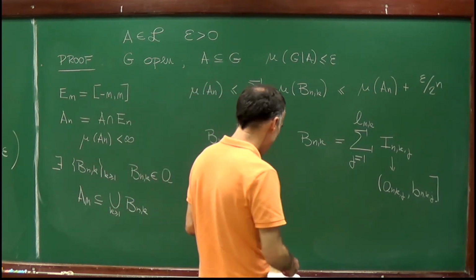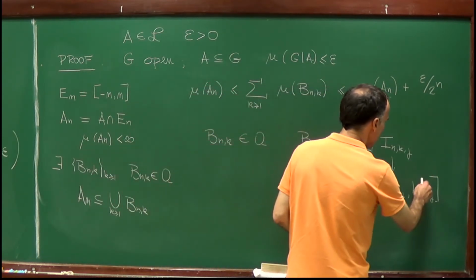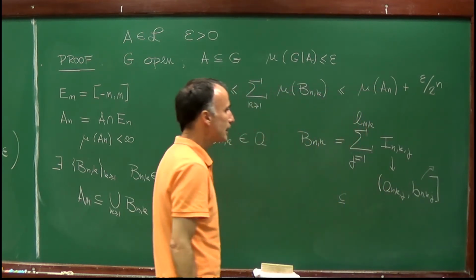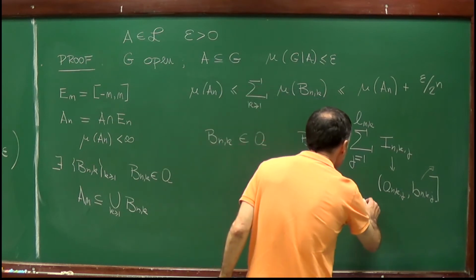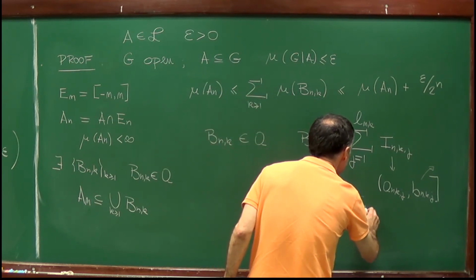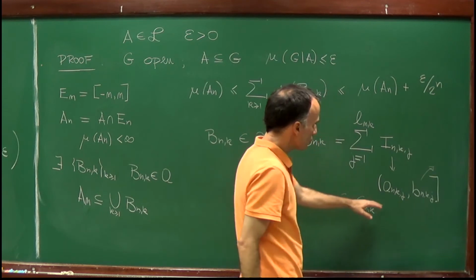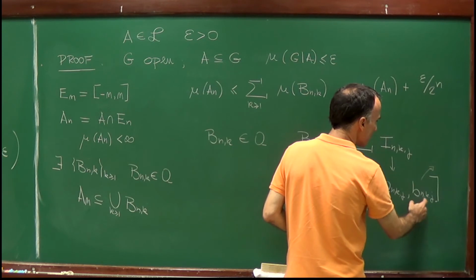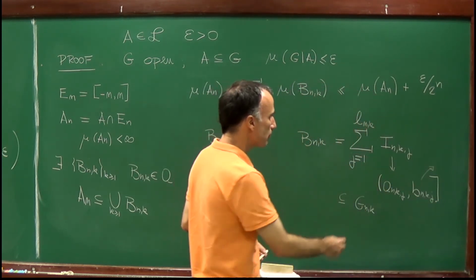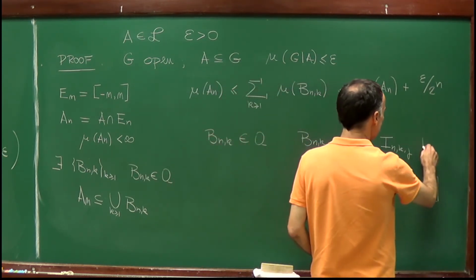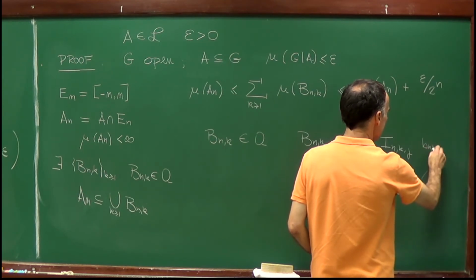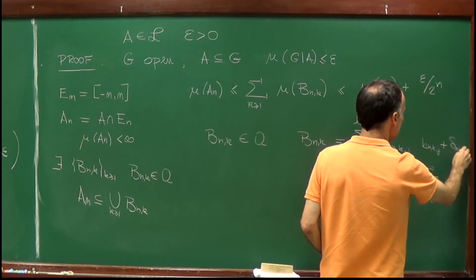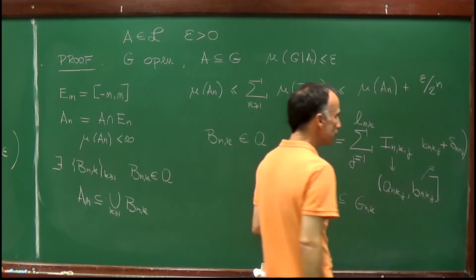So let me add, so this set is clearly bounded by G and K. I want to transform these sets into open sets, and for that I will just increase a little bit the right hand. So I replace B_{n,k,j} by B_{n,k,j} plus some delta which depends on n, k, j, which is strictly positive.